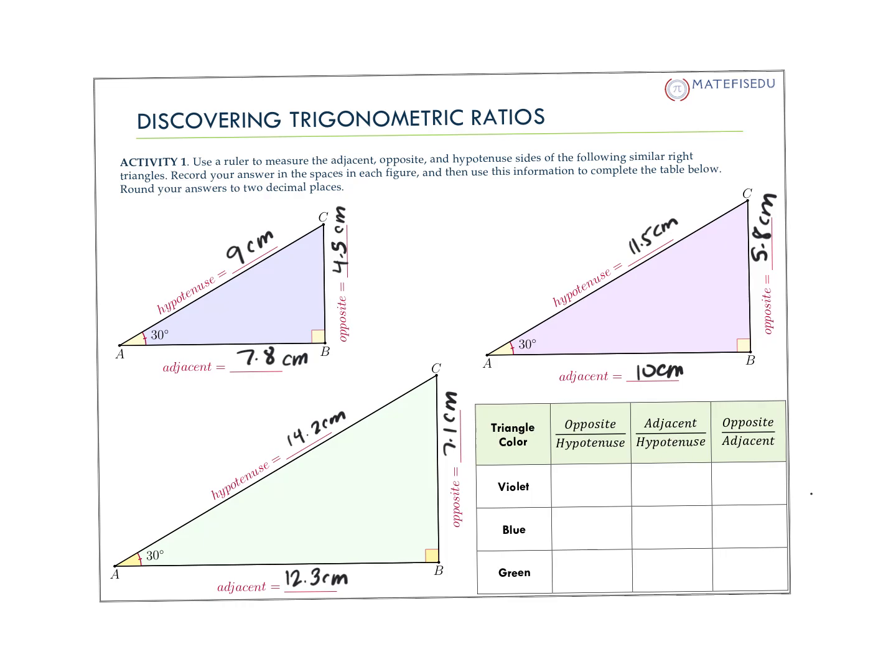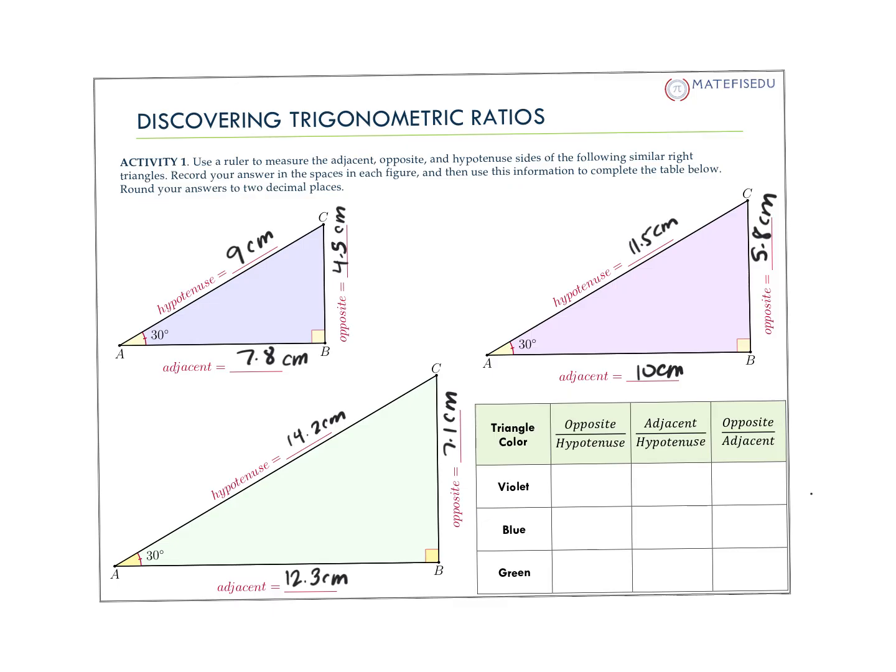Hi there, students. In this video, I'm going to show you where trigonometric ratios come from. As you can see, we have three right triangles. These three right triangles have different side lengths. What these three right triangles do have in common are the angles.